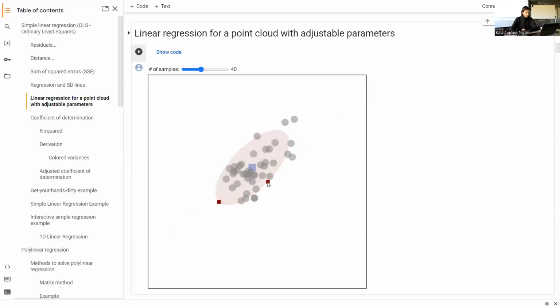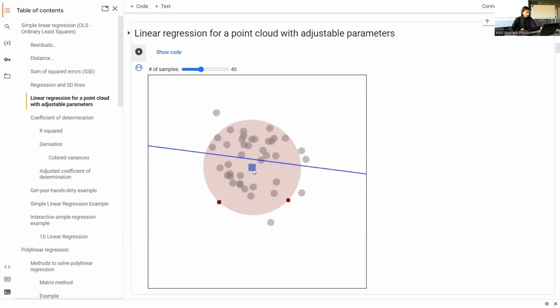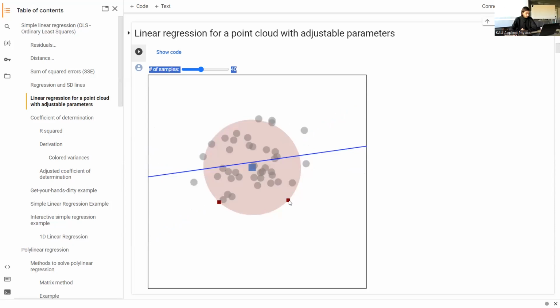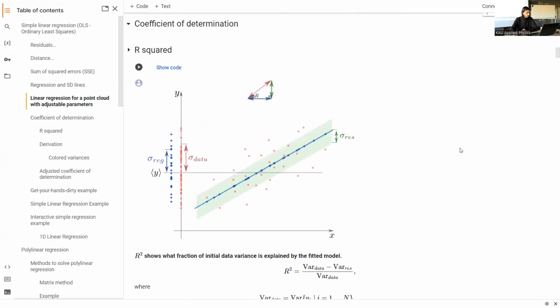So if I make this a little bit more round, I get a smaller correlation coefficient. You remember that from the previous lecture. And when I get it smaller, my line tends to be more horizontal. If I make this, let's say, this way, I have a large coefficient of correlation, and as a result, my line almost coincides with the line of standard deviations. So hopefully that's intuitive for you.